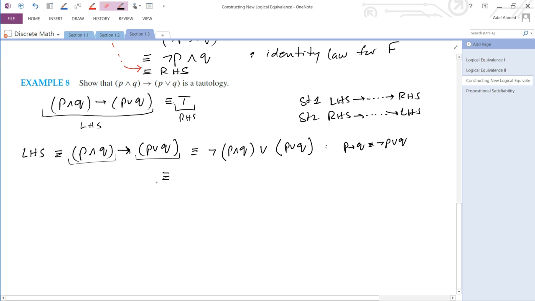Now what do we do here? Look, we've got a negation for this whole part, so we can apply De Morgan's law. De Morgan's law says not P, flip the operator to an or, not Q. Okay, so this is De Morgan's law. Everything else stays the same. So I'm writing over here, De Morgan was used for this step.